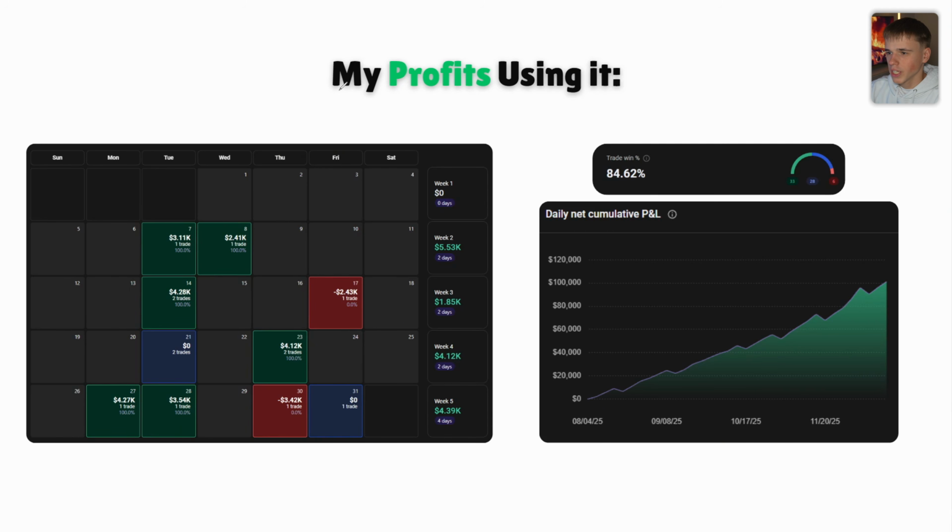Alright, so before we actually get into the video, I just want to show you my profits and my win rate from using this model. So this model has about 84% win rate, and you can see right here this month particularly had every single week in green, and you can also see me crossing $100,000 in profit in about 4 months. So I just wanted you to see this so you know that I'm not teaching you something that I don't actually do in the live markets.